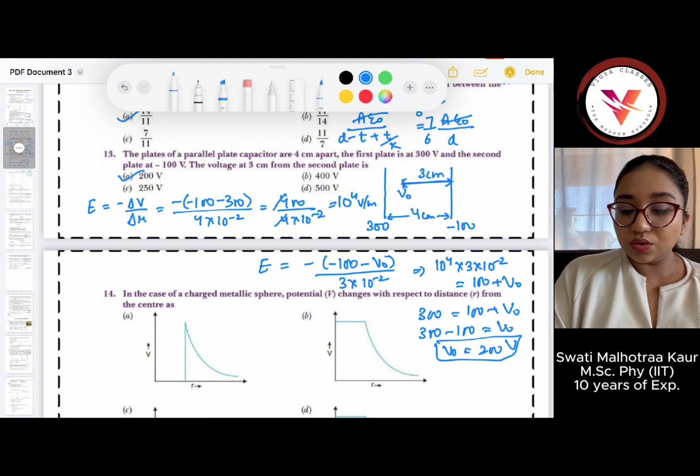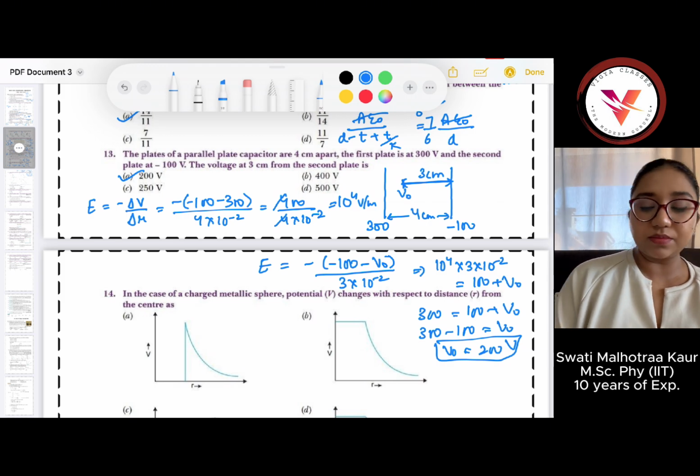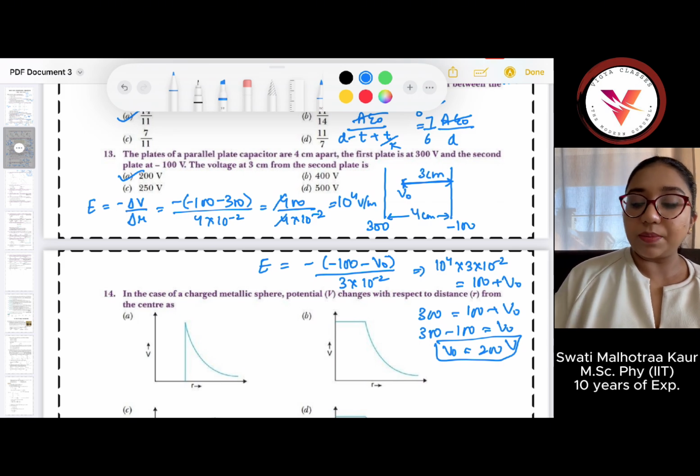Okay, so it has asked from the second plate, so we did 100 minus this, final minus initial, because it asked from the 100 volt plate.